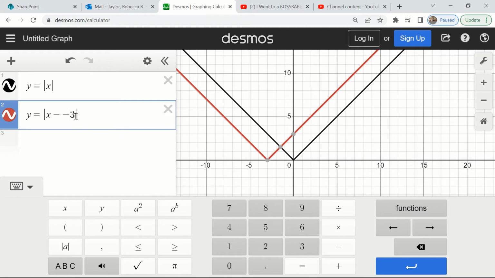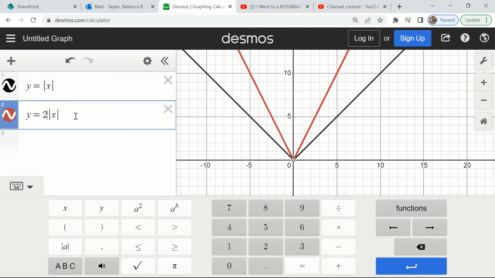The next one they want us to do is multiplying a number out front. So we're multiplying the absolute value. Let's go ahead and multiply it by 2. And what you might notice, there's a lot of different ways that people will describe this. Usually students will say it's skinny. The correct term is vertical stretch, because you're pulling it vertically.